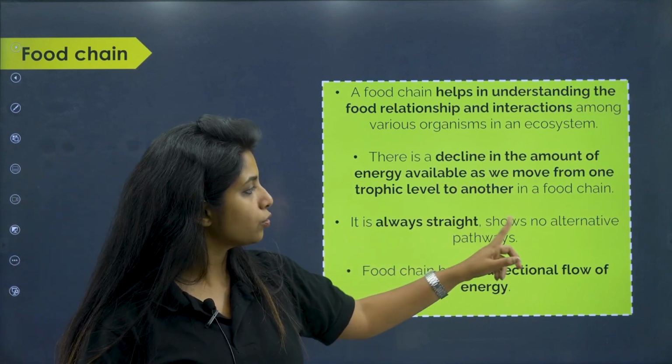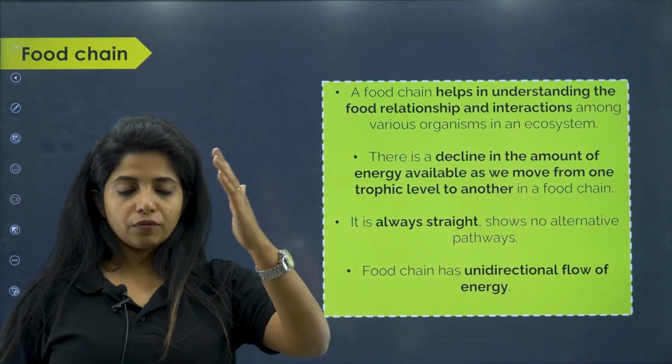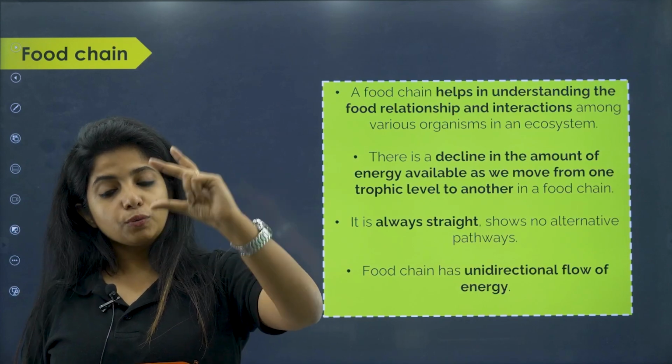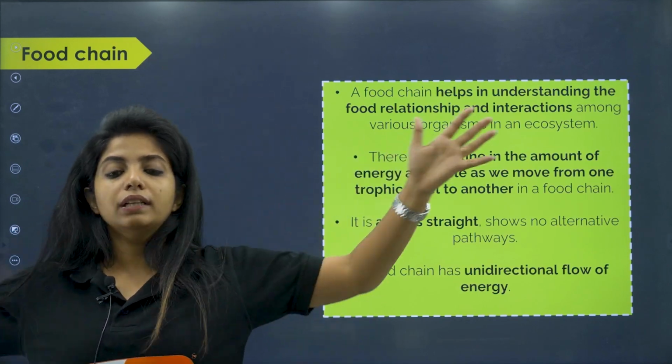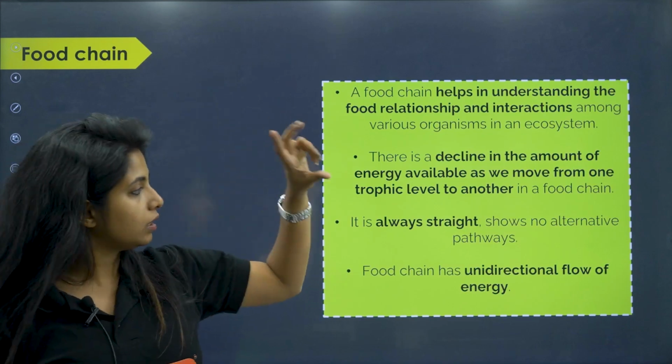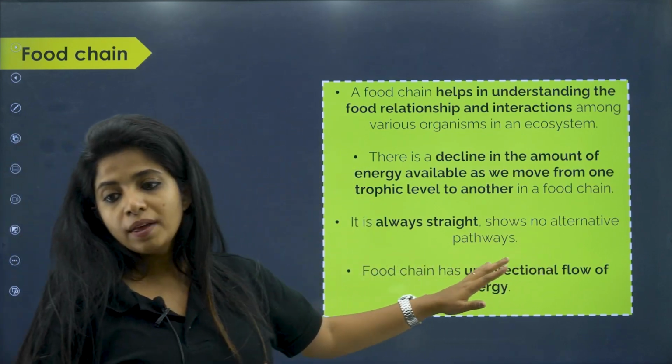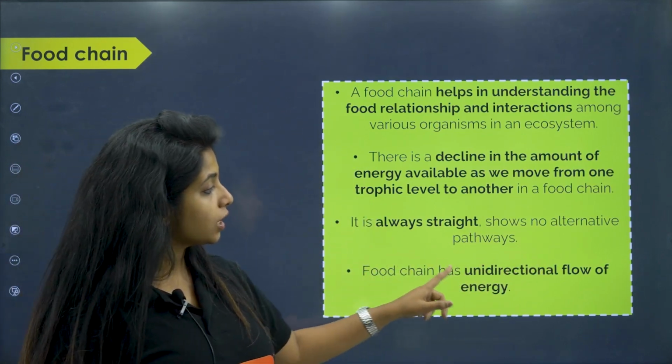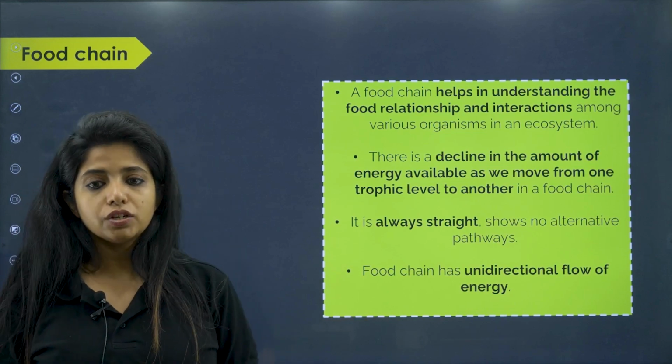It is always straight, shows no alternate pathway. For example, grass is eaten by grasshopper, then this guy eats that. So there are no other lines in a food chain. When you talk about a food chain, there is only one straight line, always straight, and it does not show any alternate pathway. Now, a food chain has unidirectional flow of energy.